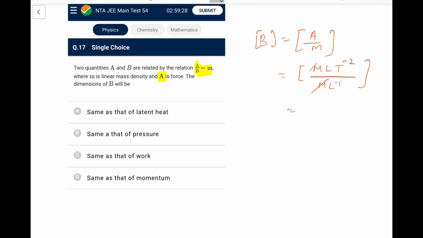So M and M get cancelled. What does it become? It becomes L minus 2, T minus 2. So L minus 2, T minus 2, is it pressure? No. Is it work? No. Is it momentum? No, because all have mass. So now what are we left with?